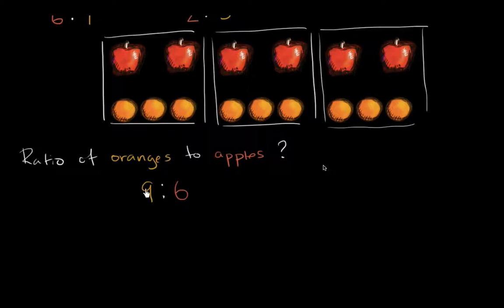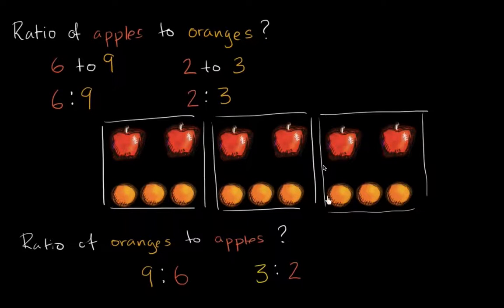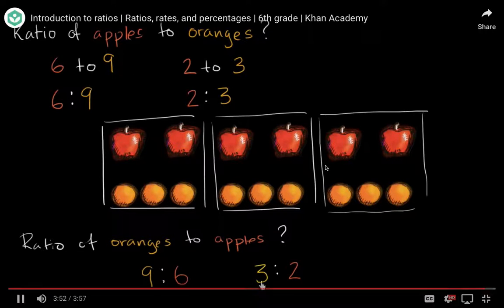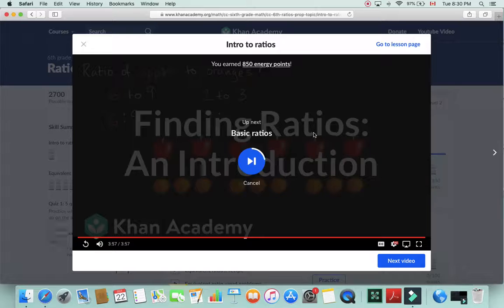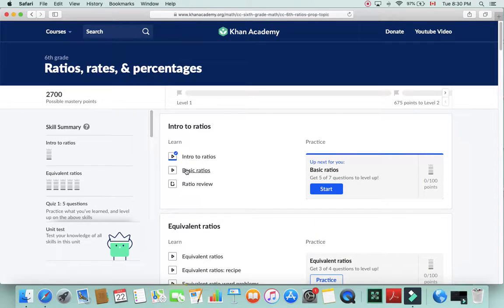Or if we want to reduce it, we're going to divide this by 3, so for every 3 oranges, we are going to have 2 apples. So notice, this is just exactly what we had up here, but when we had apples to oranges, it was 6 to 9, 6 apples for every 9 oranges. And now when it's oranges to apples, we say it's 9 to 6. 9 oranges for every 6 apples. Or we could say for every 3 oranges, we have exactly 2 apples. Okay, so that was pretty straightforward. Let's go watch the second one.